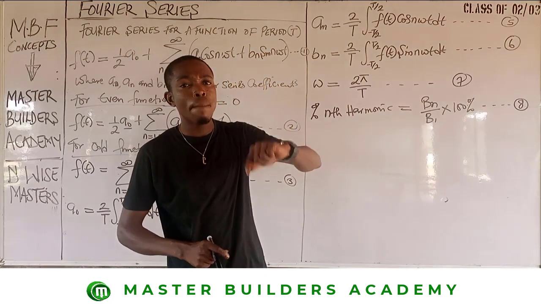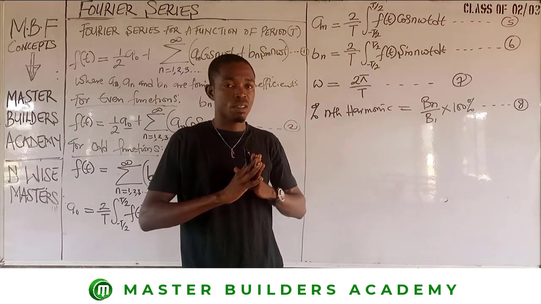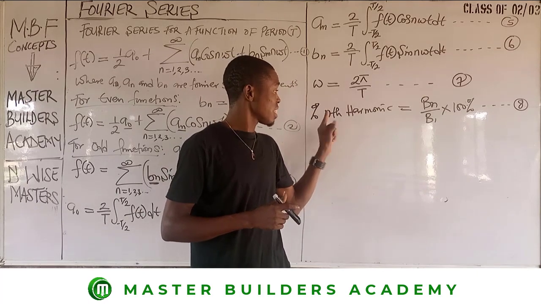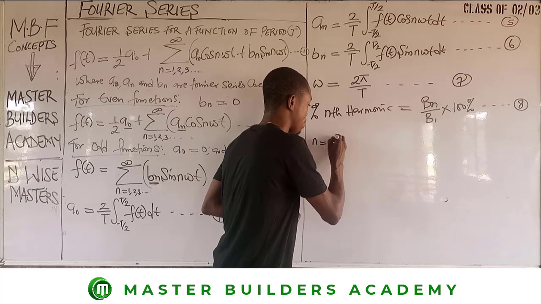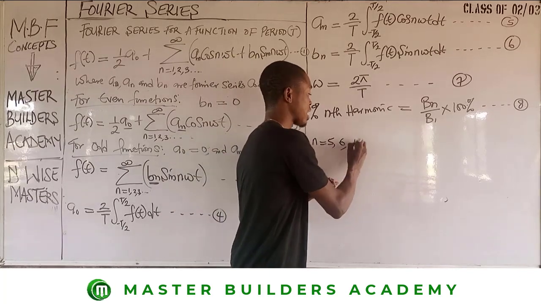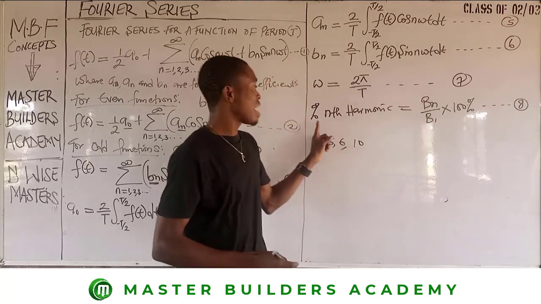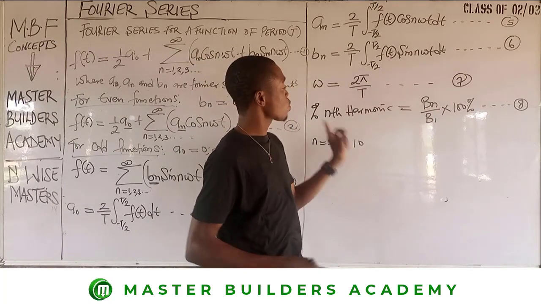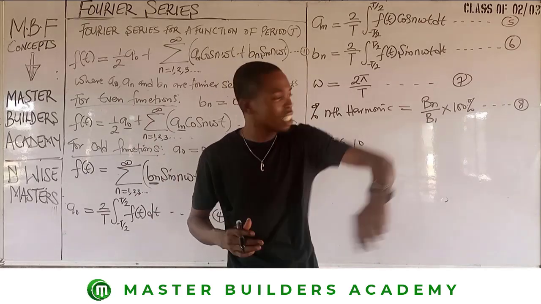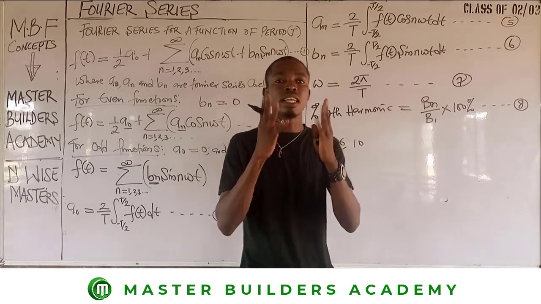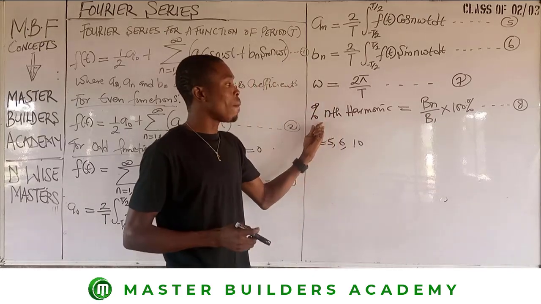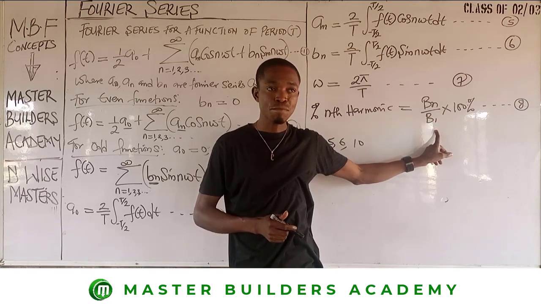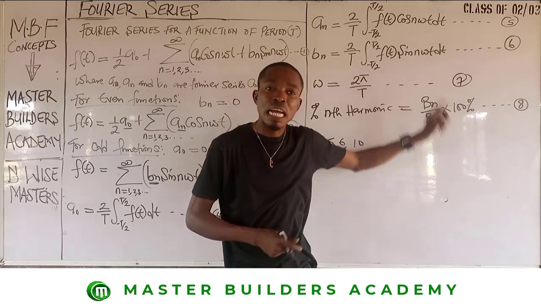So guys, anytime you are calculating for percentage nth harmonic, this can be 5th, 7th, nth. This n can be any number. It can be 5, it can be 6, it can be 10, it can be 11. So you can be asked to find percentage 10th harmonic. So this will now become B10 over B1. If you are asked to find percentage 5th harmonic, this will be B5 over B1. So it is the ratio of the required number to the initial number, which is B1. Are you here?